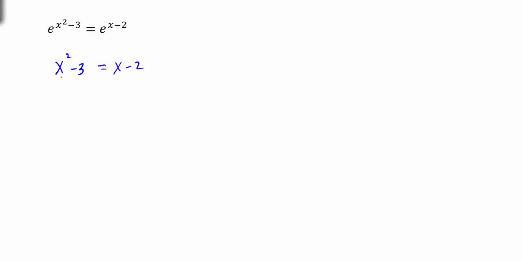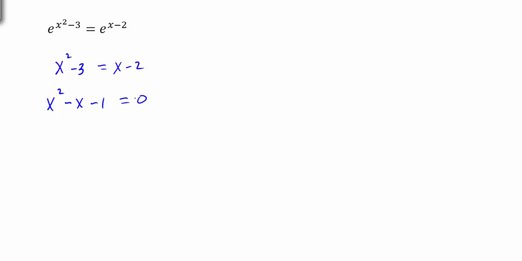And if you notice, we have an x squared. So that means we're going to solve a quadratic equation. And normally that means we're going to move everything to one side and set it equal to 0. So I'm going to subtract the x. So we get x squared minus x. And then I'm going to add 2. So a negative 3 plus 2 would be equal to a negative 1.